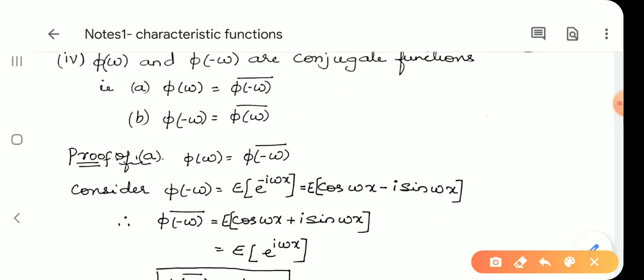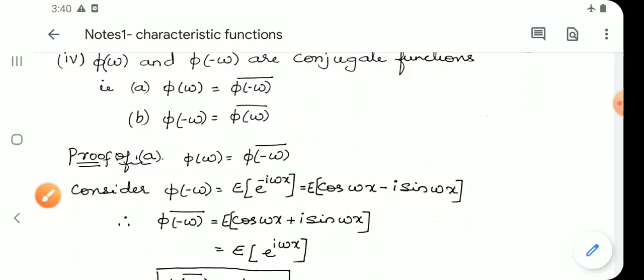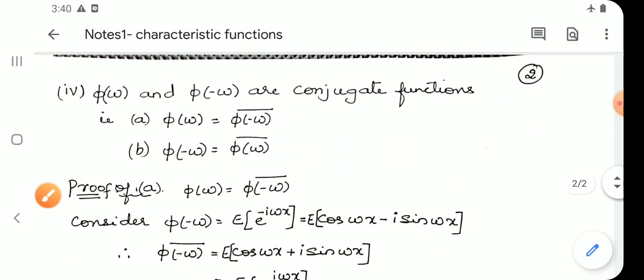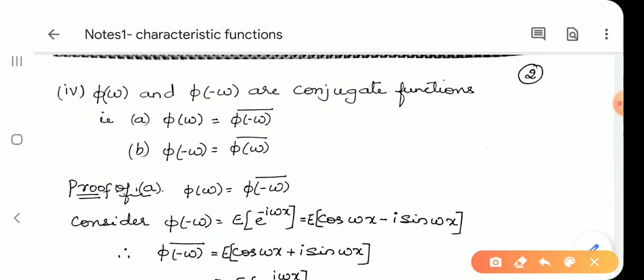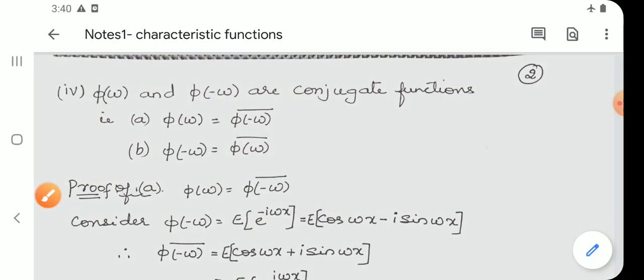So let us move on to the next point. The next point is that phi of omega and phi of minus omega are conjugate functions. That is, phi of omega is equal to the conjugate of phi of minus omega, and phi of minus omega is equal to the conjugate of phi of omega.